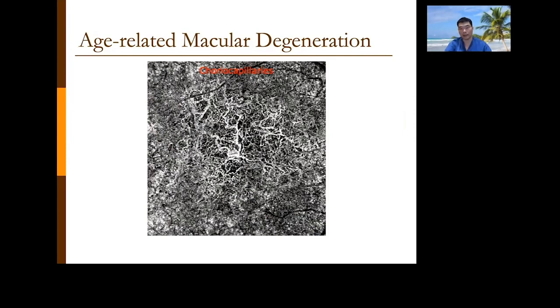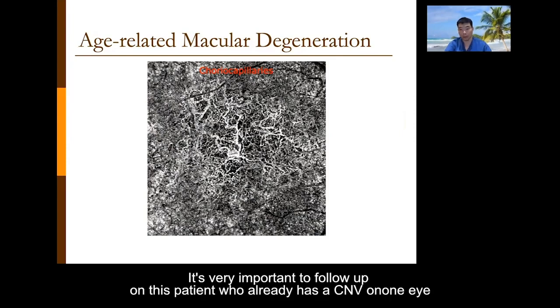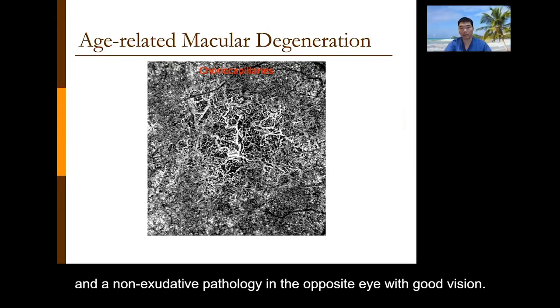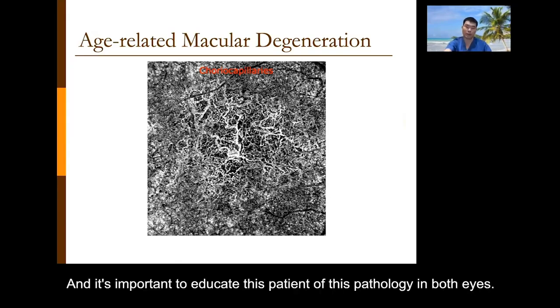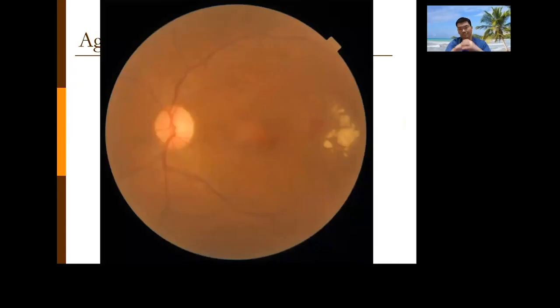So it's very important to follow up in this patient who already has a CNV in one eye and a fairly non-exudative pathology in the opposite eye with good vision. And it's important to educate the patient of this pathology in both eyes.